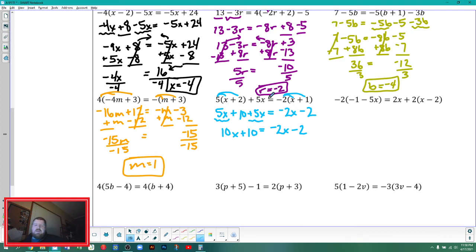Got a lot of the same numbers on both sides. Let's see what that actually means for us. Let's go ahead and move the 2x. I like adding.